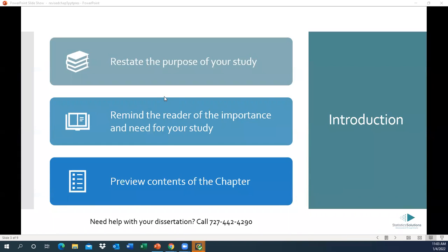So the introduction, like all introductions, what you really want to do is just reorient your reader. Remind them of the purpose of your study, remind them why it was important to conduct your study, why it was needed, maybe remind them of the research problem. And if you want to, you can preview the contents of the chapter that will follow. But again, look at your school's template if they want something a little different. Be sure to include that. Sometimes you can include a brief summary of the findings at the end of the introduction.